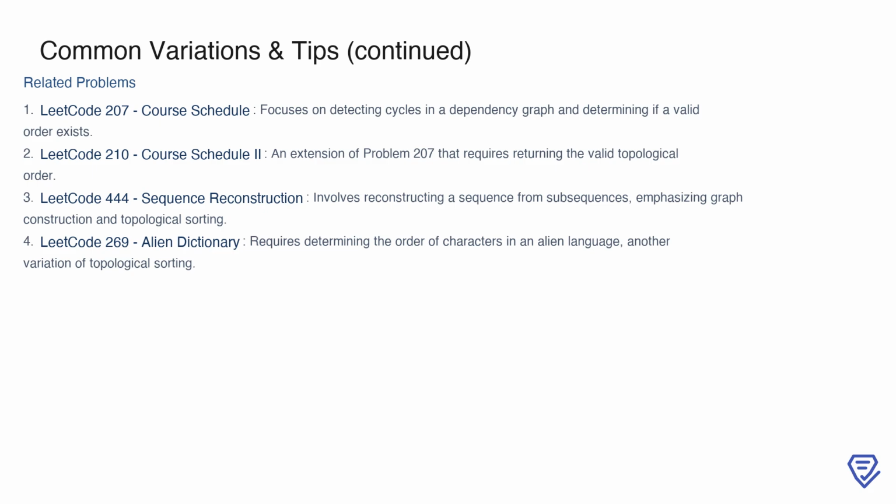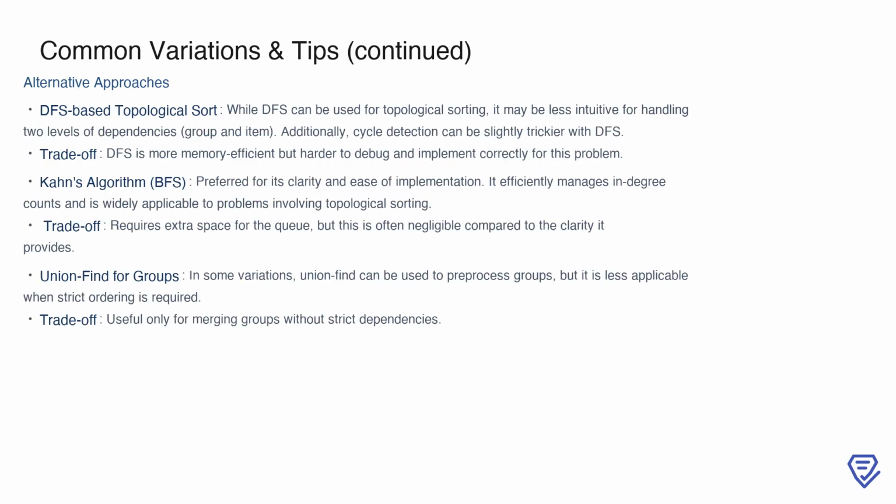Finally, LeetCode 269, Alien Dictionary, is a variation of topological sorting where you need to determine the order of characters in an alien language based on given word dependencies. These problems share similar techniques and concepts, so practicing them can help solidify your understanding of topological sorting and graph-based problem solving. To solve this problem, there are several alternative approaches you can consider.